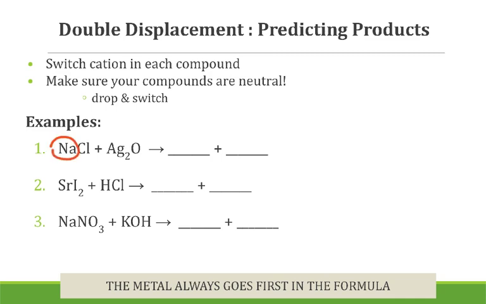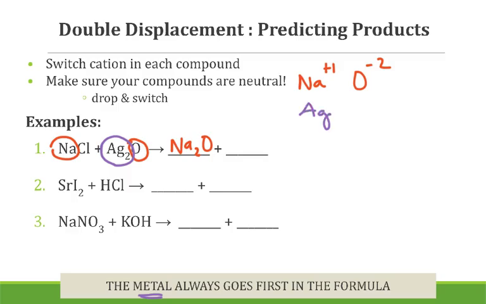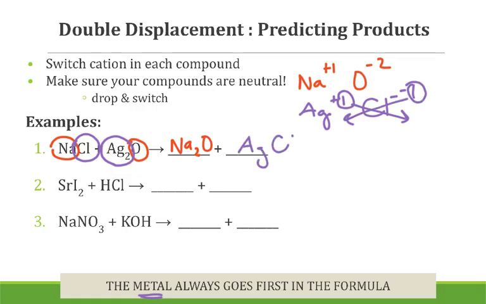Now my Na is going to pair with my oxygen. So Na, sodium has a +1 charge. Oxygen has a -2 charge. So we're going to have Na2O. Then, even though it's in that second compound, our metal always goes first. So silver, Ag, silver always has a +1 charge, even though it's a transition metal. And then that's going to pair with chlorine. And chlorine is the nonmetal, so it's going to go second in that compound. So then we're going to do our drop and switch, 1 of each, so AgCl.